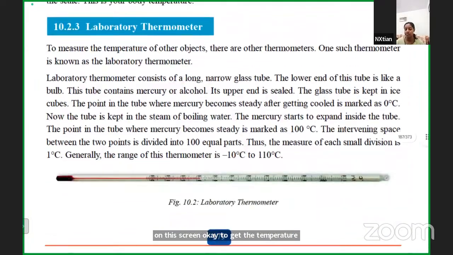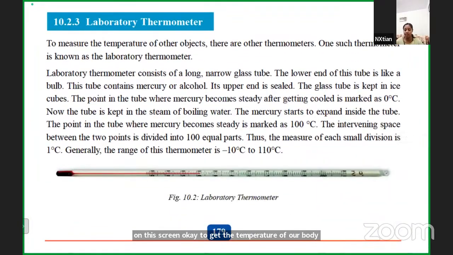Then we have the laboratory thermometer. This is used to measure the heat or the temperature of other objects. A laboratory thermometer is made of glass again. It looks like a long, narrow glass tube. The lower end of this tube is like a bulb. This tube contains mercury or alcohol. Its upper end is sealed.